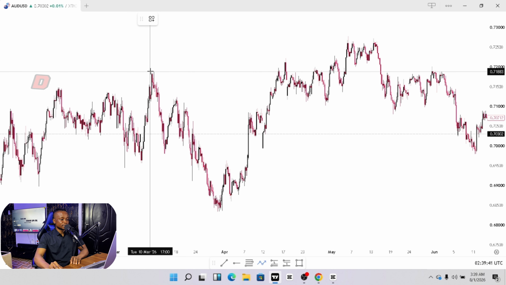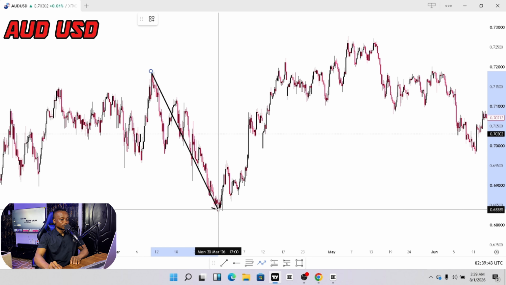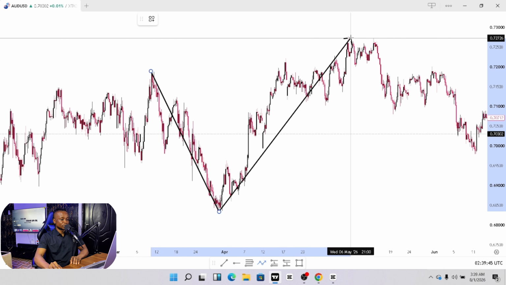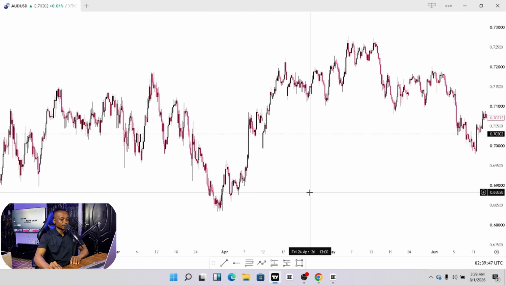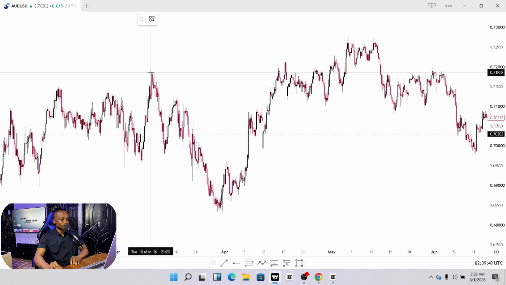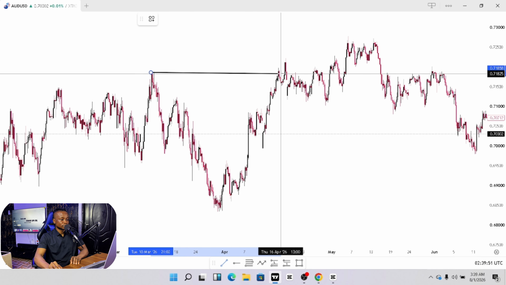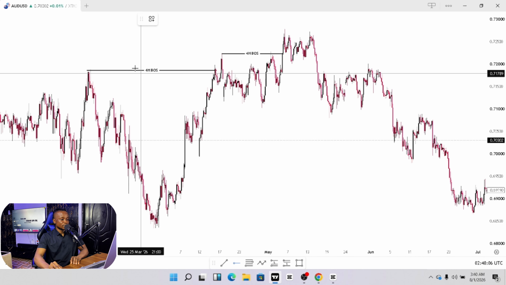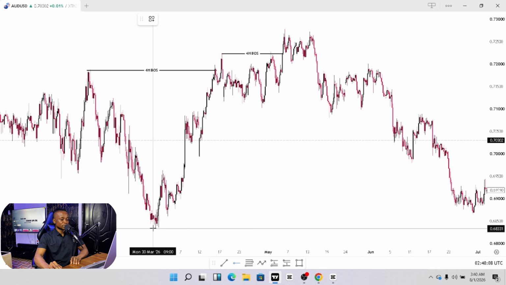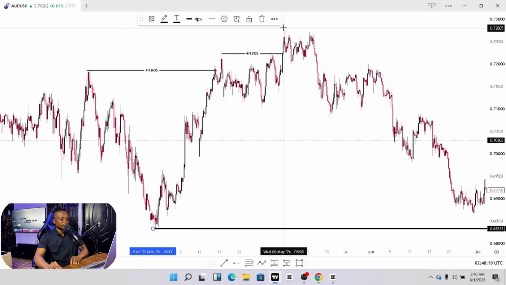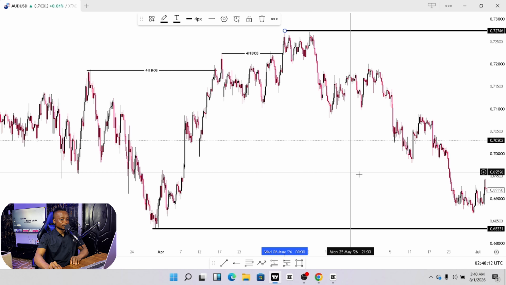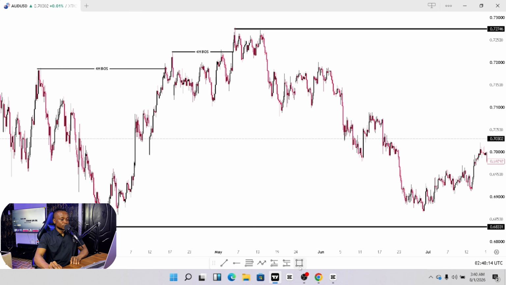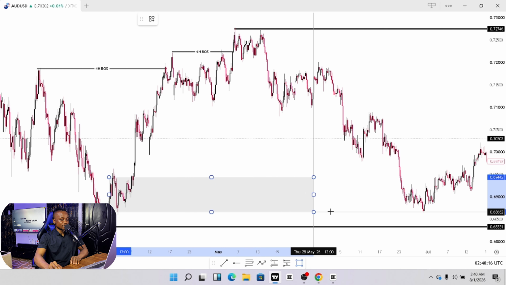You can see that AUD USD pro structure pulled back here and broke structure to the upside, right? So this is a break of structure, and it also broke another structure here. Now after this break of structure, here becomes our strong low and this becomes our weak high. So this will be our demand zone.